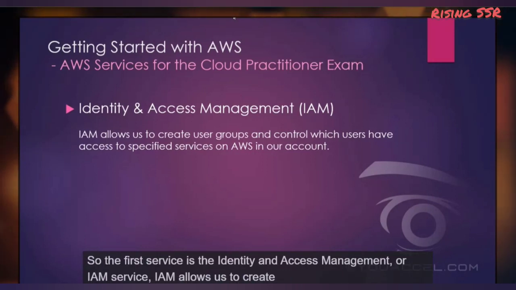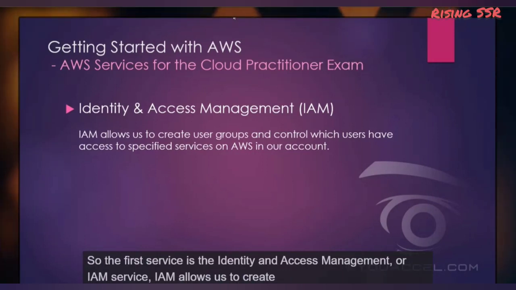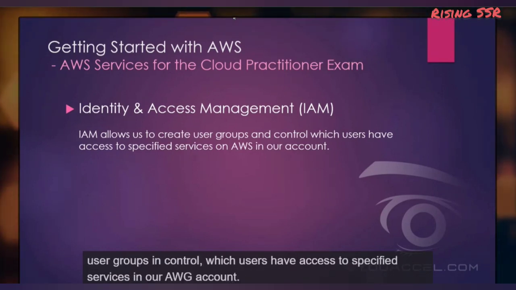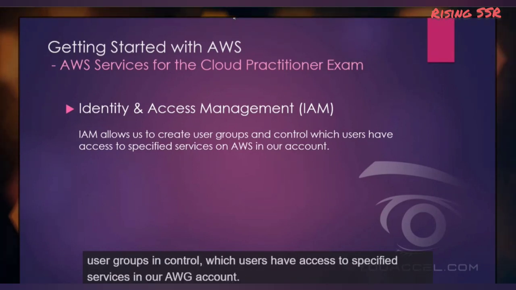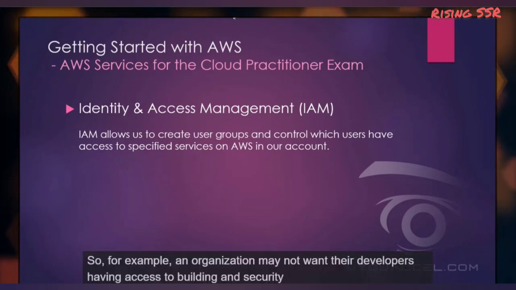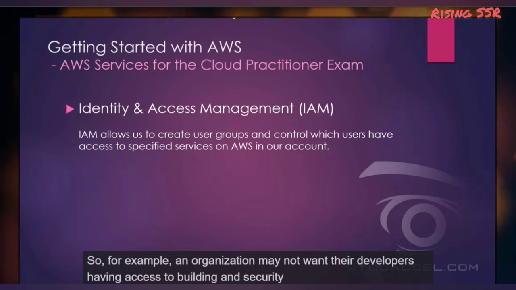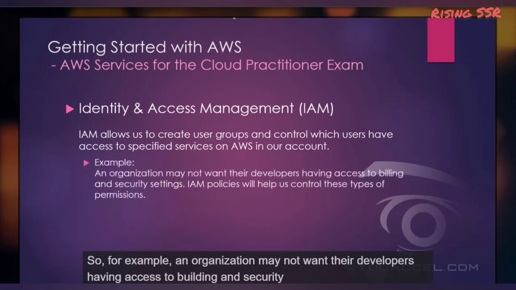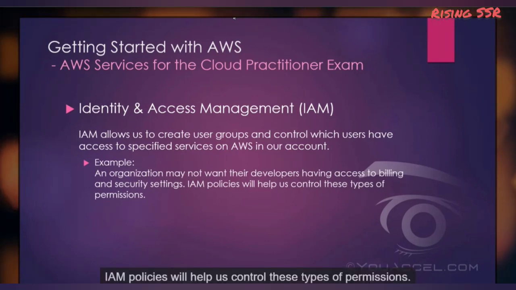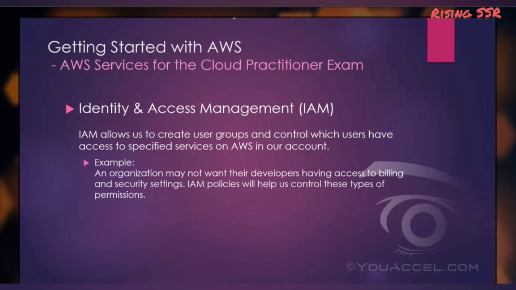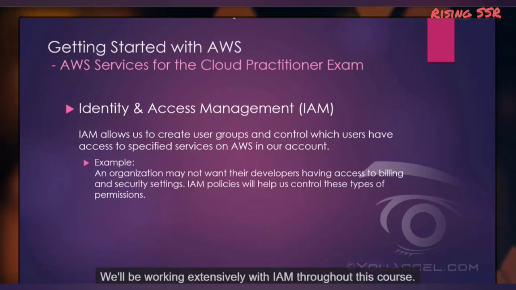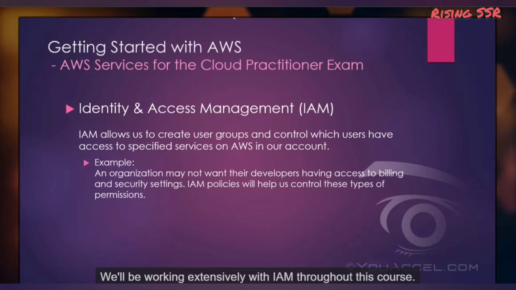So the first service is the Identity and Access Management, or IAM service. IAM allows us to create user groups and control which users have access to specified services in our AWS account. So for example, an organization may not want their developers having access to billing and security settings. IAM policies will help us control these types of permissions. In other words, who gets access to what. We'll be working extensively with IAM throughout this course.